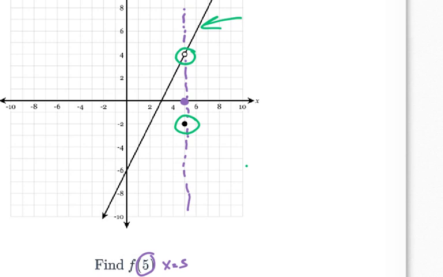So when x is 5, which is stronger, the open dot or the solid dot? It's the solid dot. So you find what your y value is, and you would type in -2 for your answer. Let's do another one.